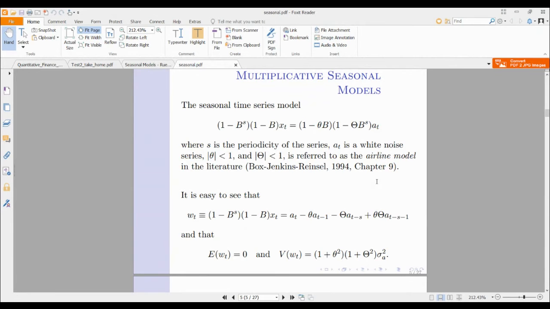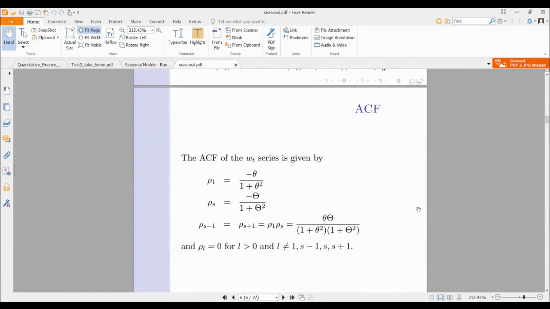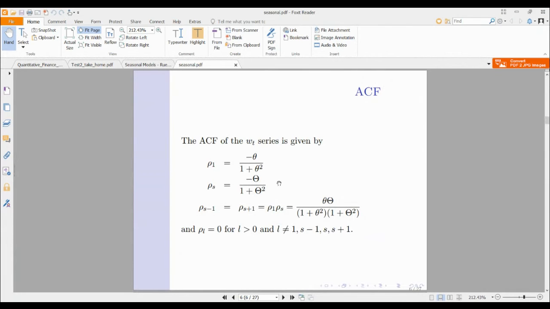Now, what follows is just the math of it, the Box-Jenkins math of it, and you can get an actual calculation of what the ACF of our new series is. And just like the models that we've seen before, the ACF and the PACF do behave predictably.